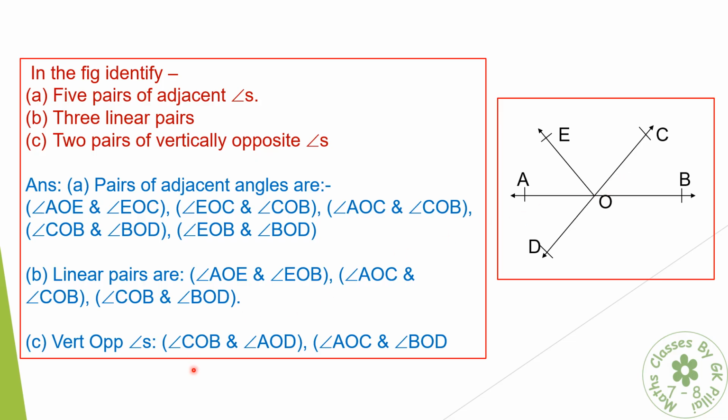Vertically opposite angles. I have given here only two. What are they? AOD and BOC. And the next one, AOC and BOD. These two are the pairs of vertically opposite angles.